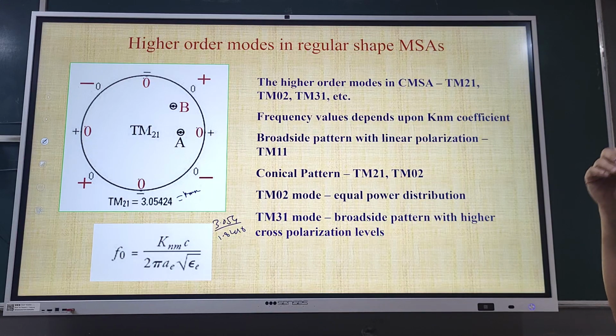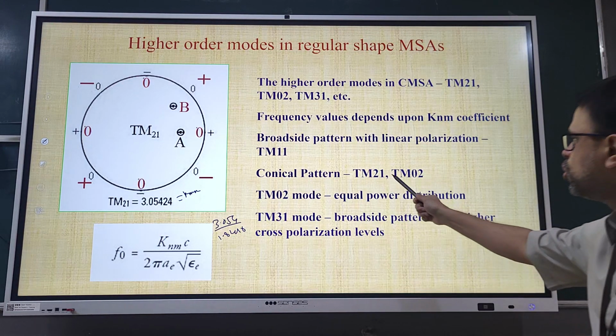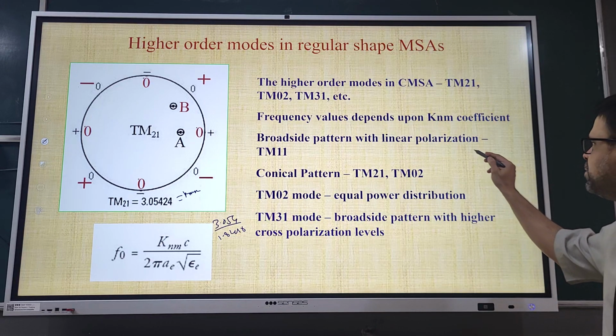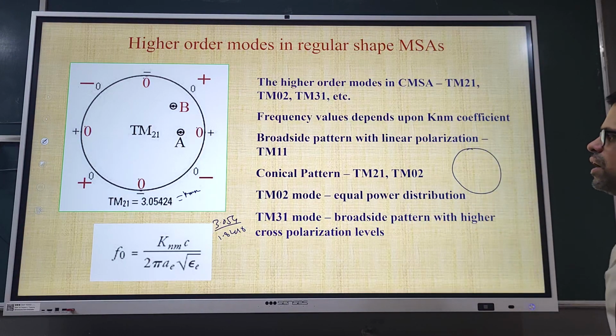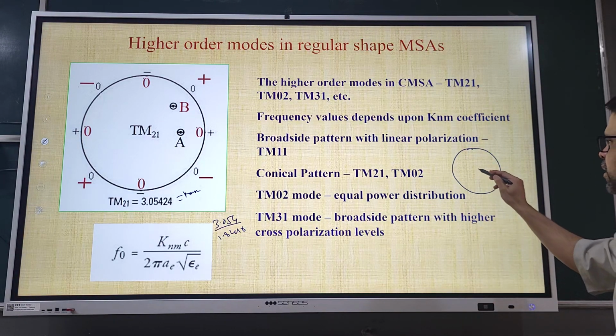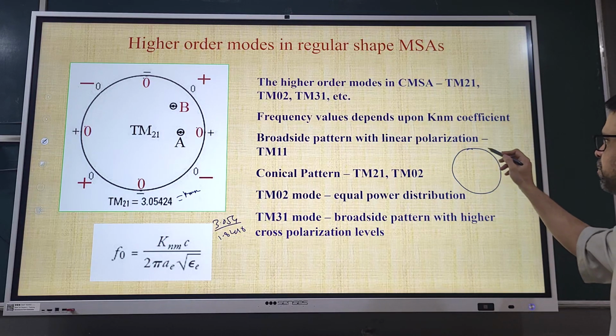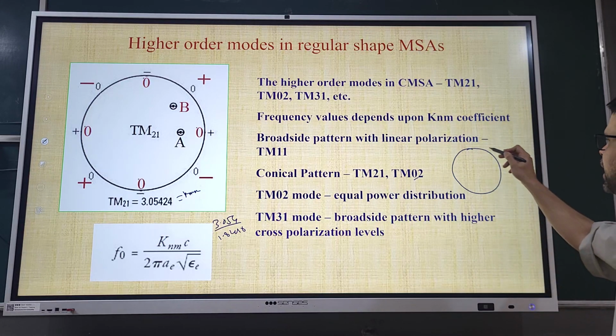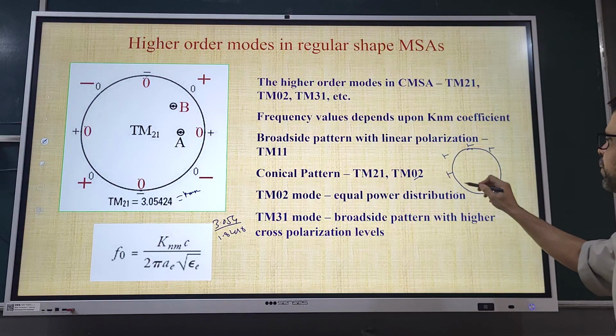You have a conical radiation pattern for 2-1 as well as 0-2. 0-2 mode is something very important. 0-2 mode means what? If I just draw the current distribution, the field distribution rather, the 0 means what? All along the perimeter, field is constant. So I will say all is positive.